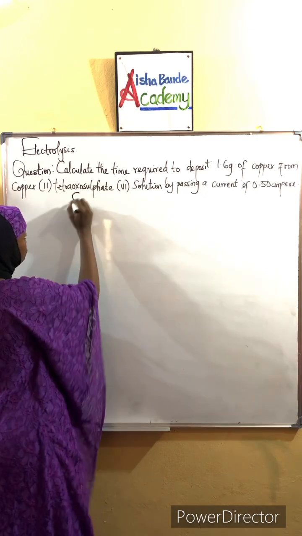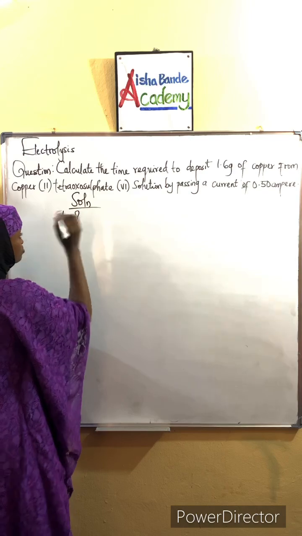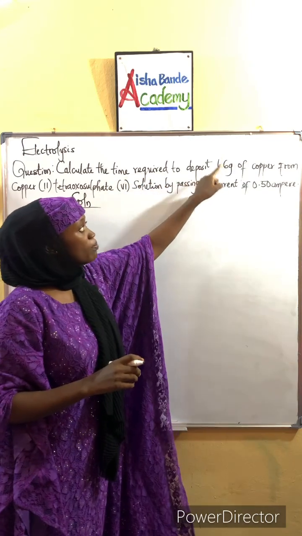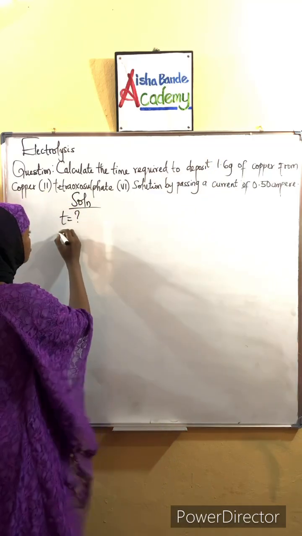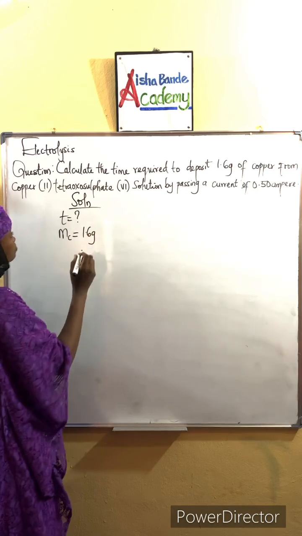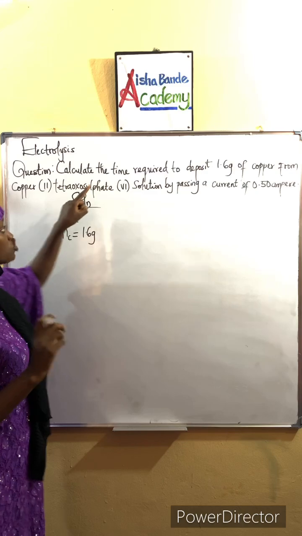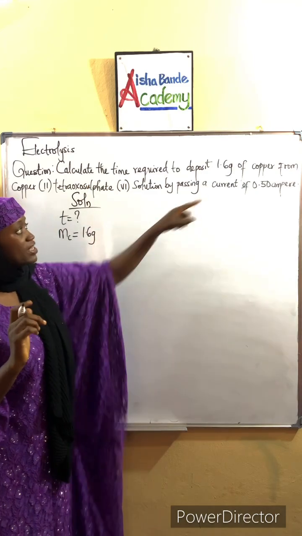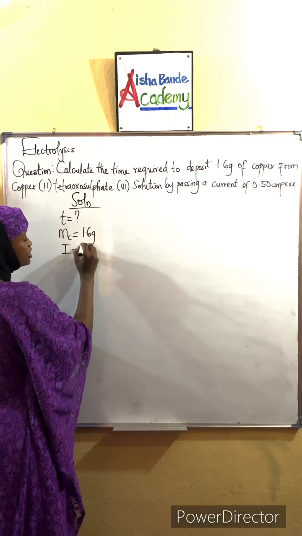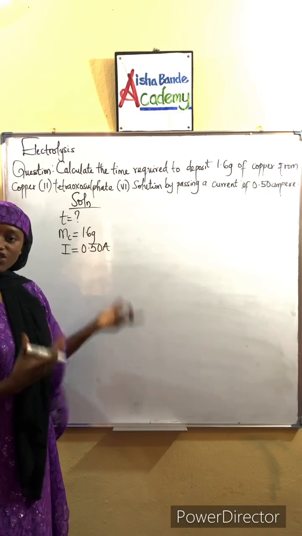So let's begin. We are asked to calculate time. Time is given as T. That's the unknown. We have to calculate the time that is required to deposit 1.6 grams of copper. So this is the mass of copper, which is equal to 1.6 grams. We have a compound here, copper tetraoxosulfate 6 solution, by passing a current of 0.50 amperes. So current I is 0.50 ampere. Now we've brought out the parameters.